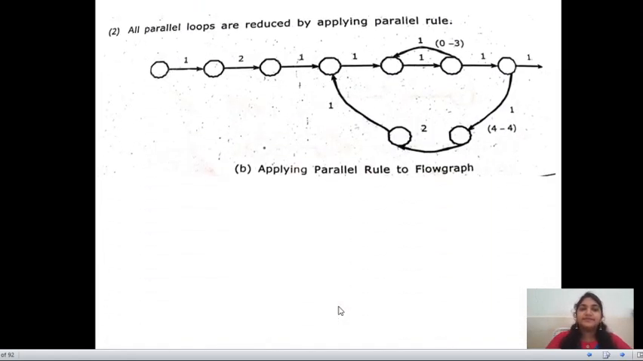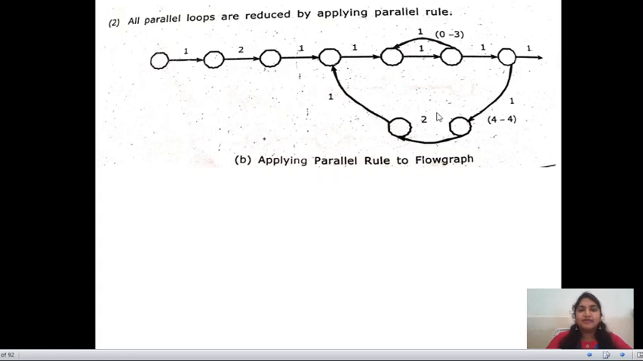Next, all parallel links are reduced by applying the parallel rule. Parallel means adding. So if there is any parallel link, all the links can be added. In the previous flow graph, there are 2 links that are parallel, 1 plus 1, 2. And here also 2 links are parallel, so 1 plus 1, 2. The rest is all the same. Applying the parallel rule to the flow graph.